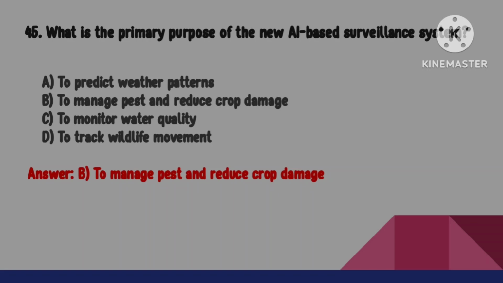What is the primary purpose of the new AI-based surveillance system? Option A, to predict weather patterns. Option B, to manage pest and reduce crop damage. Option C, to monitor water quality. Option D, to track wildlife movement. And the right answer is option B, to manage pest and reduce crop damage.